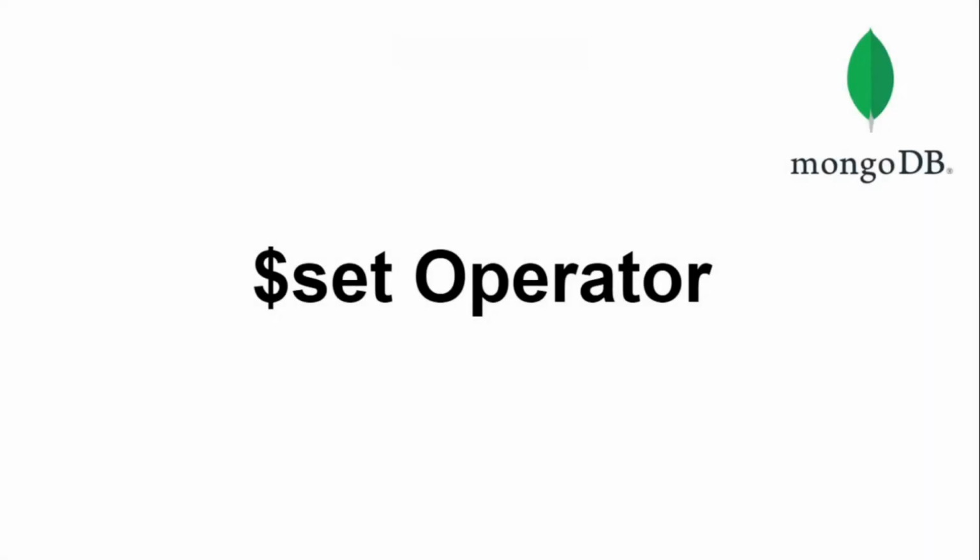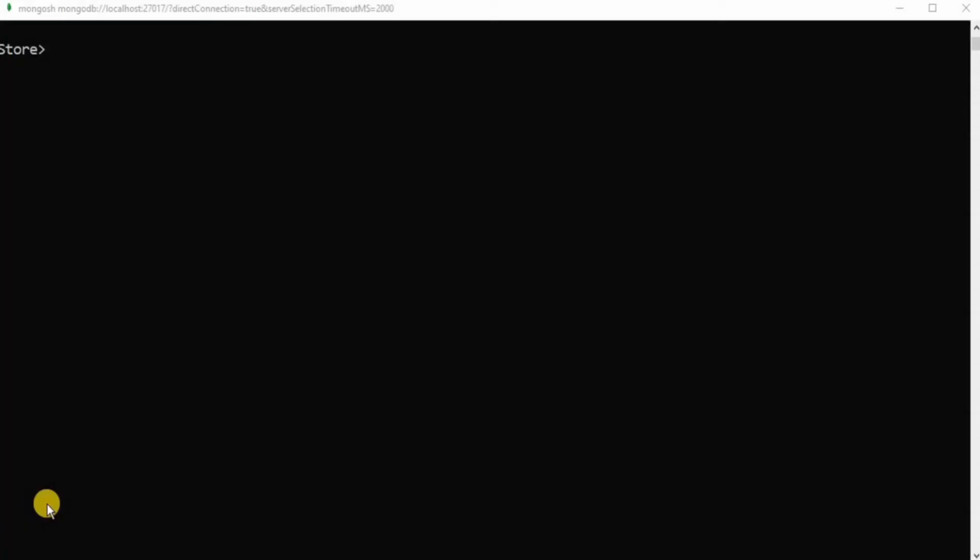Welcome back. In this video, I'm going to show you what is the purpose of the set operator and how you can use the set operator in MongoDB. So the next update operator that we are going to discuss is the set operator. The set operator has a variety of functions that we can perform using it. But overall, the set operator replaces the value of a field with the specified value.